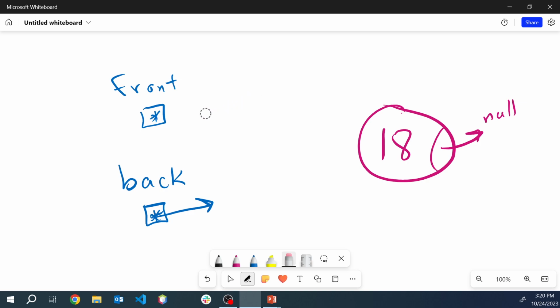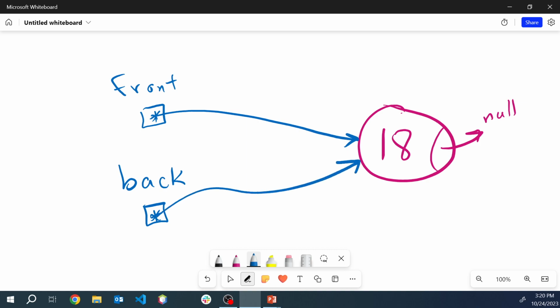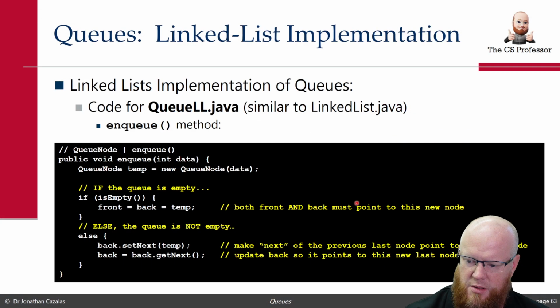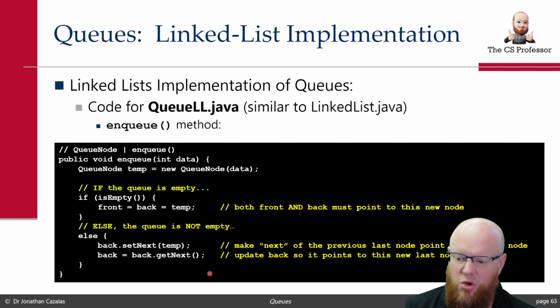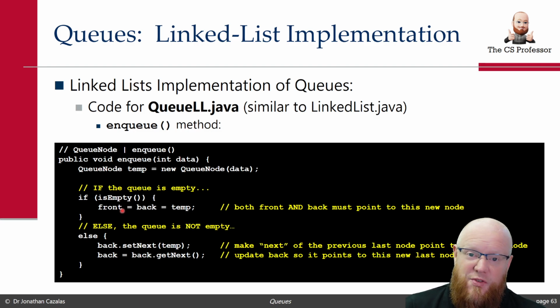So this is going to get erased. And now front is going to point over to this new node 18. Back will point over to this new node 18 as well. So if the queue is empty, we're going to take this new node, save its address into back, and also save that exact address into front. You could have said front equals temp, and then on the next line said back equals temp, or just front equals back equals temp. Works just fine.